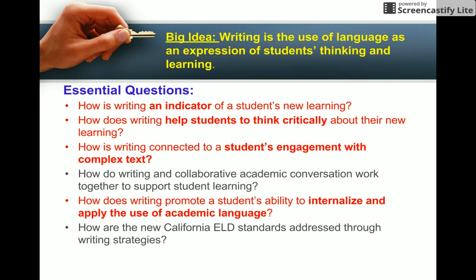You want the students to think critically about what they've just read and write about it in their own words. And when we do this, students are more engaged with the complex text. Certainly, a teacher will facilitate, but it is the student who must engage with the text. And finally, when they engage, it promotes their ability to internalize and apply the new academic language from this text.